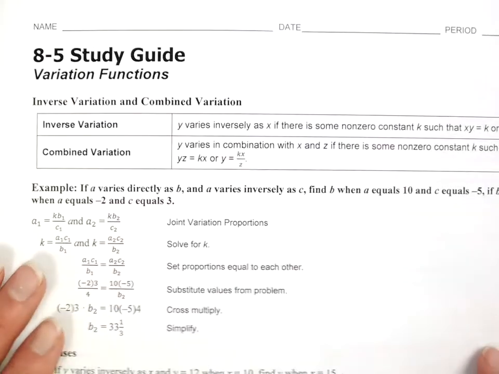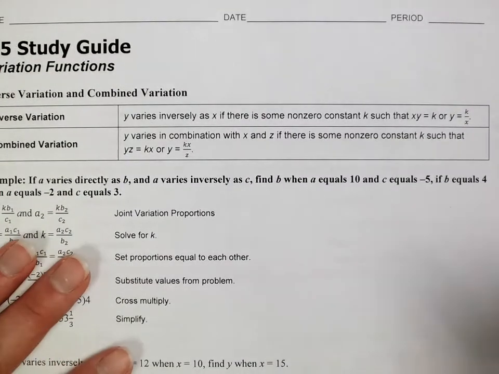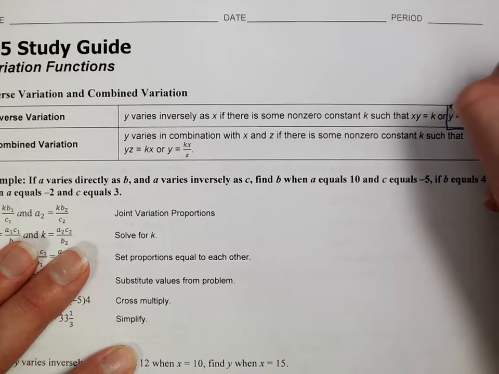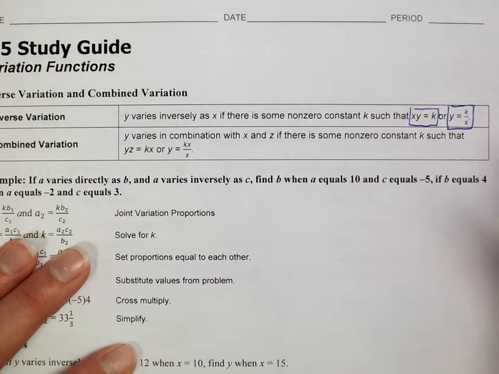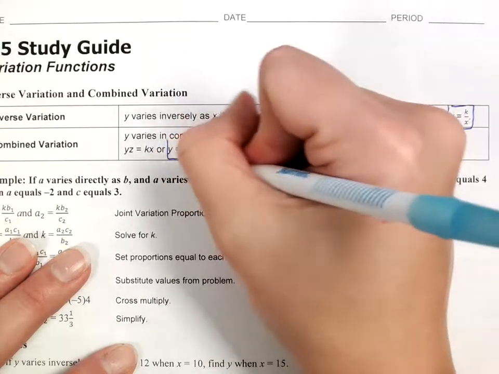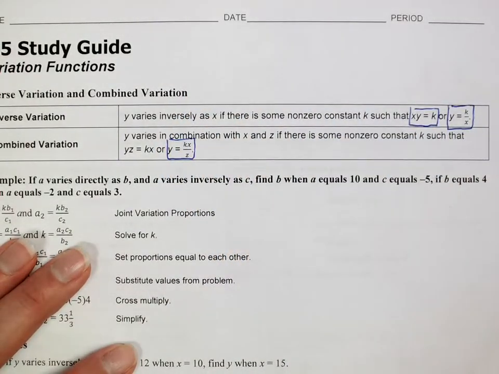So inverse is pretty much the opposite of direct, where y equals some constant divided by x, or where x times y equals a constant. So it's two different ways to talk about it. Again, that's the same equation, just solved a different way. When you have combined variation, it will specifically tell you, like jointly with and inversely with. But usually your equation is going to look something like this, okay, or solved the other way.